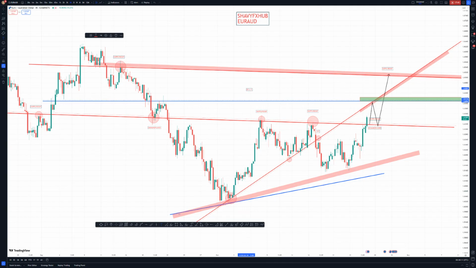Sell Euro AUD into the box at 1.6... I can't see clearly. It's too tiny.